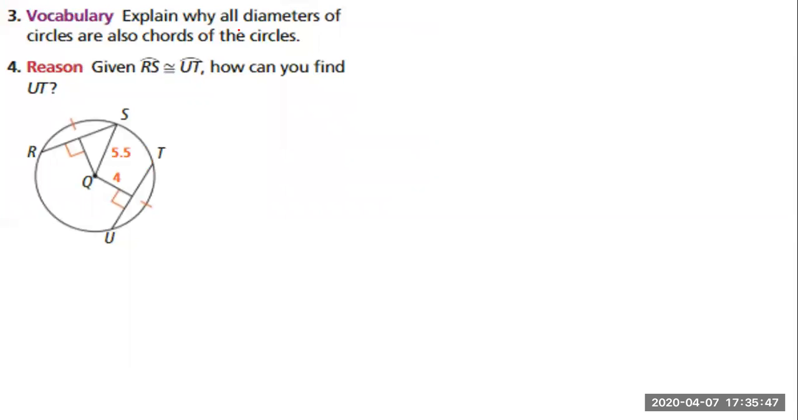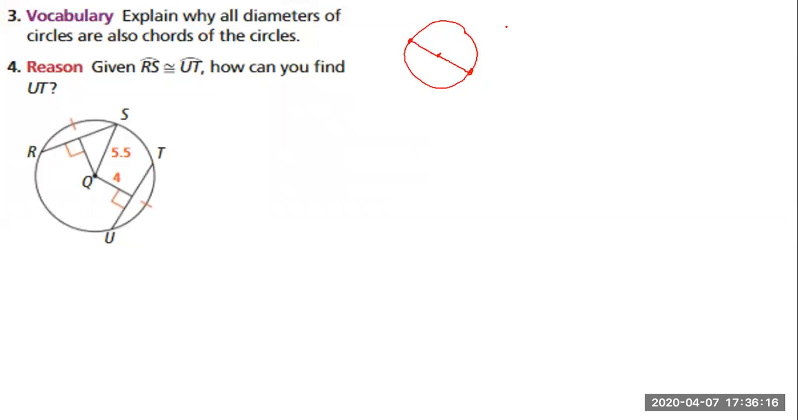So let's take a look at a couple of the examples. Explain why all diameters of circles are also chords of a circle. Well, if it's a diameter, it has two endpoints on a circle, therefore it must be a chord. Because again, if we draw a circle and we draw a center point and we draw a line segment through it and we have 2 points on the circle, the only thing that's required for it to be a chord is the fact that the endpoints are on the circle. So a segment with endpoints on a circle.